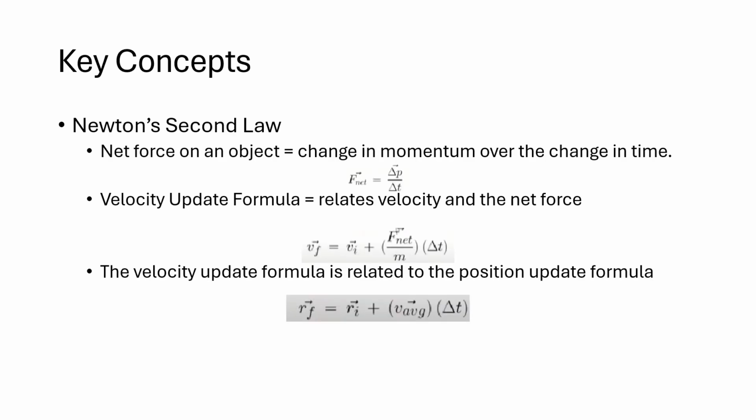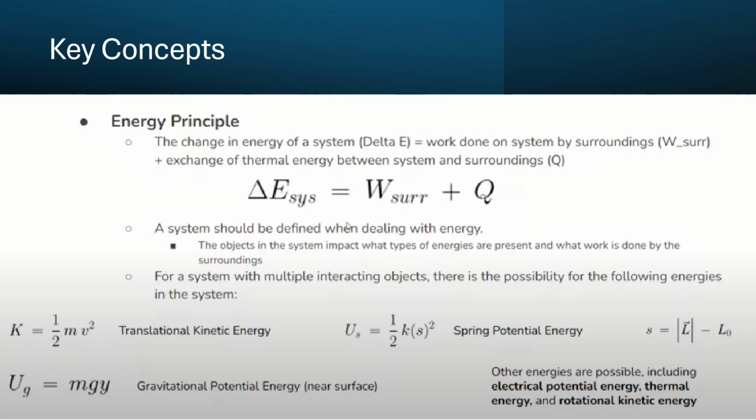The key concept for this lab is Newton's second law, which states that momentum divided by time is equal to F net, which is used to get the velocity update formula, which is also used to get the position update formula. The other concept in this lab is the energy principle, which states that the change in energy of a system is equal to the work done on the system plus the exchange of thermal energy. That is the equation below.